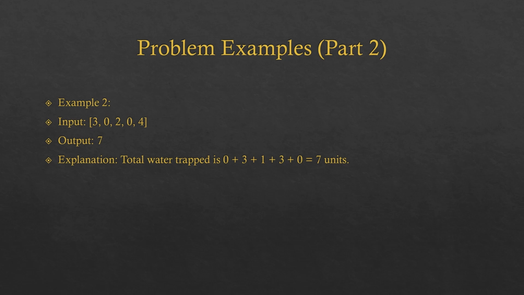Here's another example. For the input array with elements 3, 0, 2, 0, 4, the total amount of water trapped would be 7 units. Consider the array with elements 1, 2, 3, 4. In this case, no water is trapped between the blocks, so the output is 0.